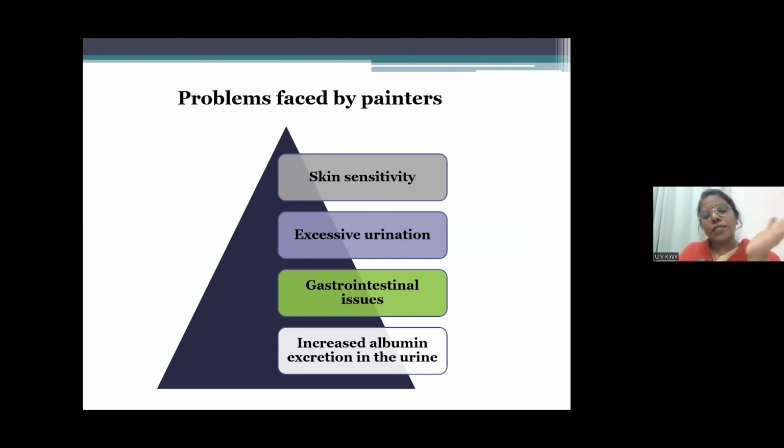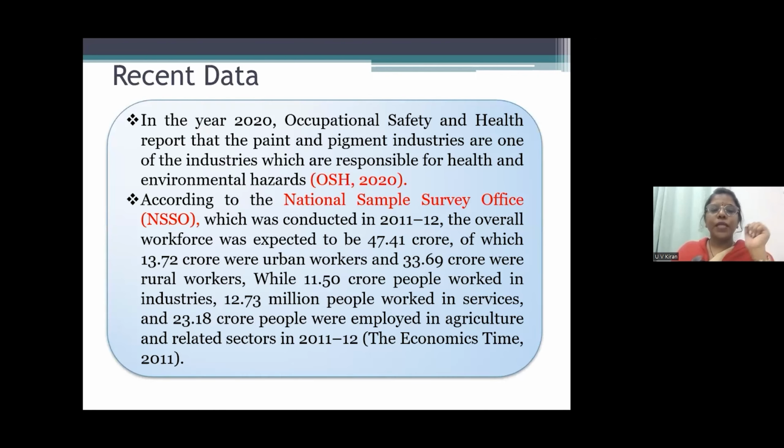If we speak about the toxic vapors or the dust, major problems faced by the painters are skin sensitivity, excessive urination, gastrointestinal issues, and increased albumin excretion in the urine. When we have a look at the statistical data, the 2020 Occupational Safety and Health Report says that the paint and pigment industries are among the industries responsible for health and environmental hazards, due to the dangerous chemical composition which the paints have.